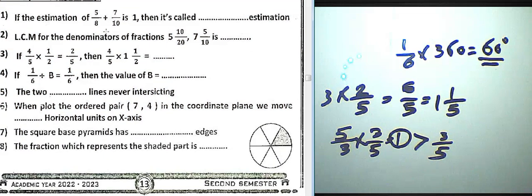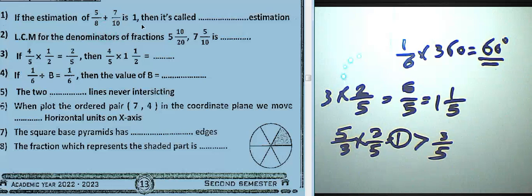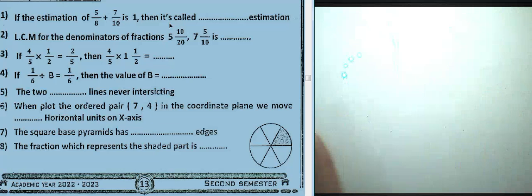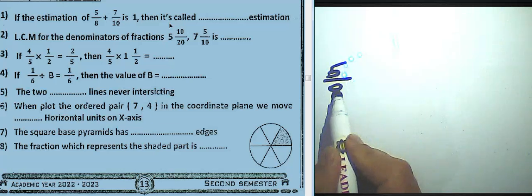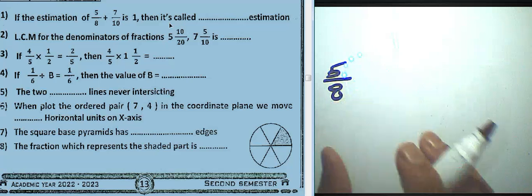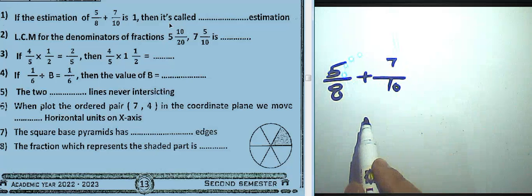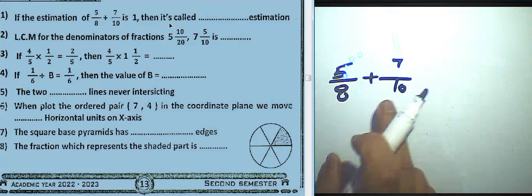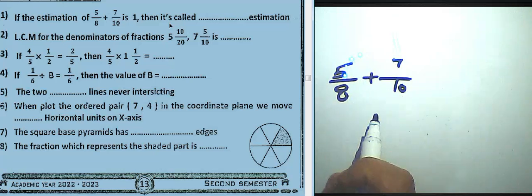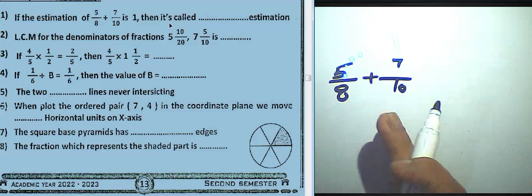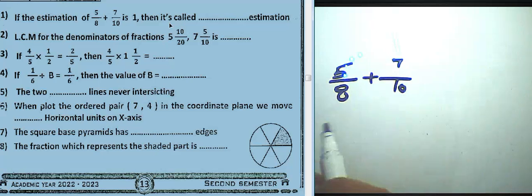If the estimation of 5 over 8 plus 7 over 10 is 1, is it called underestimation or overestimation? We can find the actual number and compare between the actual number and the estimation. 5 over 8 plus 7 over 10. The least common multiple between 10 and 8 equals what? 40. 10, 20 can't be divided by 8. 30 can't. 40 can be divided.